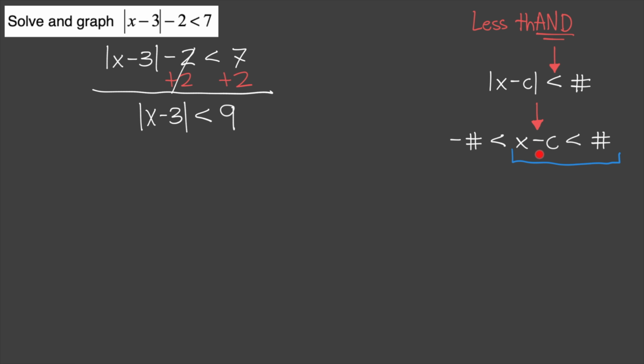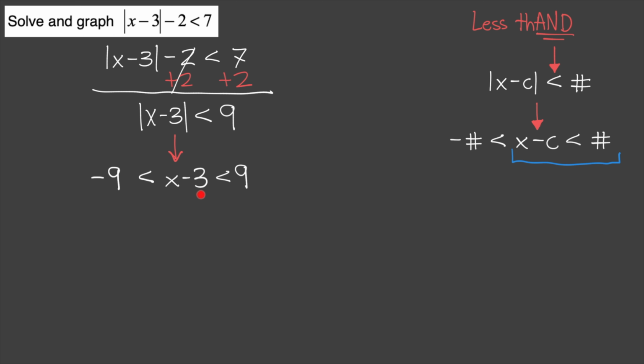So let's go ahead and apply this to this problem. So we're going to write the original. So I go x minus 3 is less than 9. And then we tack on a less than, and then the opposite of the number on the right side. So a negative 9. So here's our compound inequality. Now there's only one step left to do, and that's solve for x in the middle here.